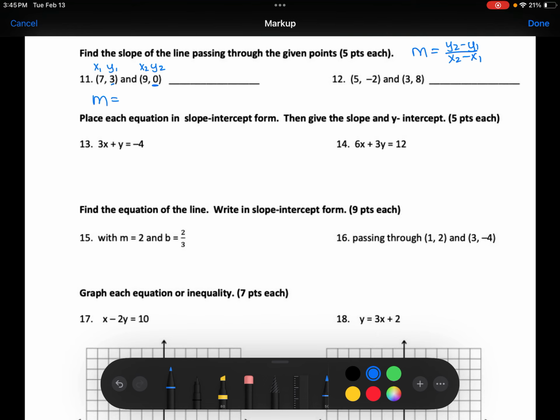So I go 0 minus 3. Then on the bottom, I'm going to do x2 and x1. So I have 9 minus 7. And now I just do the calculations. 0 minus 3 is negative 3. And 9 minus 7 is 2. And that is my slope. So right here, negative 3 halves is my slope.